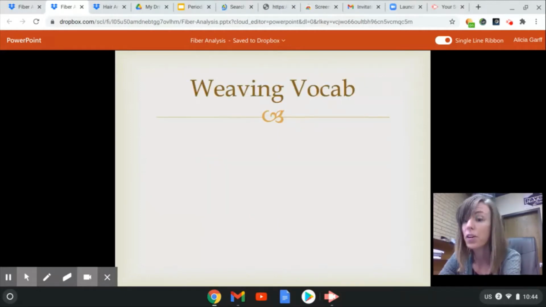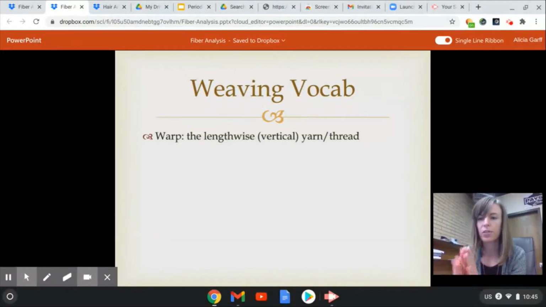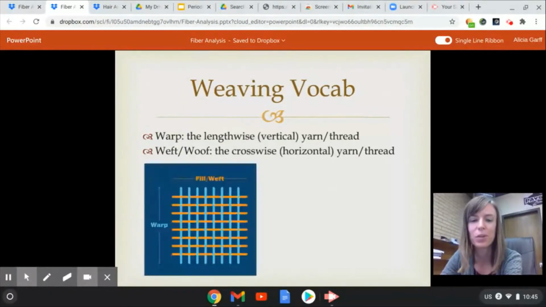Okay, so a lot of fabrics these days are woven. They're just woven really small. So we're going to learn a little bit of vocabulary about weaving. When you weave something, there's a name for the threads that go vertically and the threads that go horizontally. The vertical ones are called the warp, and the horizontal ones are called the weft, or the woof. I don't know how to say that actually. Usually it's called the weft. So I'll show you some pictures here.